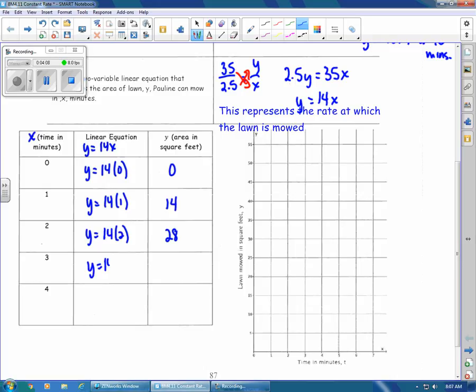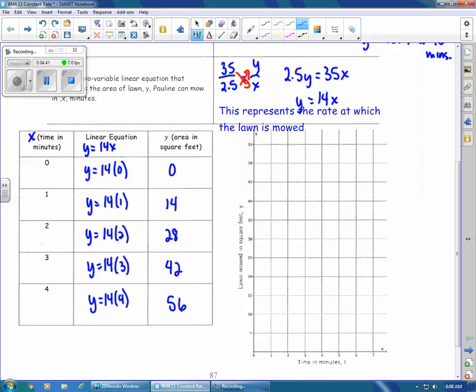y equals 14 times 3. 3 times 14 is 42. And the last one, y equals 14 times 4. 14 times 4 is 56. So here we were substituting in all of those different times in minutes, and we were able to figure out the square footage of lawn that was being mowed in that time frame. So we're going to graph it, and we're going to look at what the graph looks like.